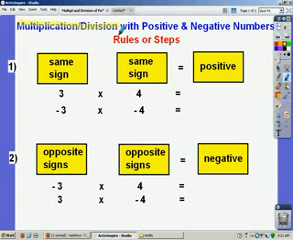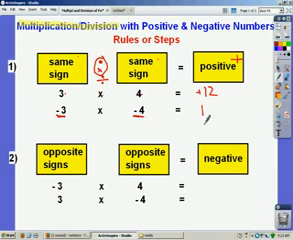Okay, this particular mini lesson is related to multiplication and division using positive and negative numbers. Let these yellow boxes represent numbers. So we have two numbers. For multiplication and division, the rules are much simpler than addition and subtraction of positives and negatives. In fact, there's only really two rules to keep track of.